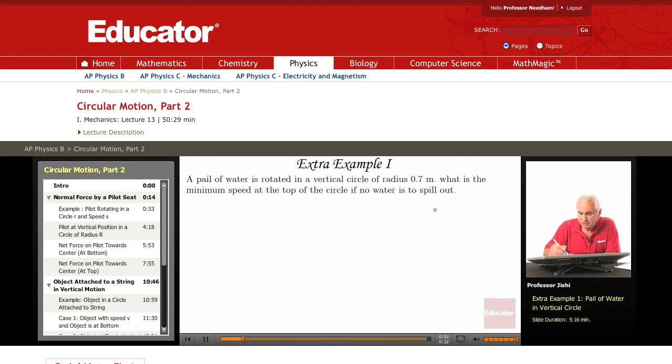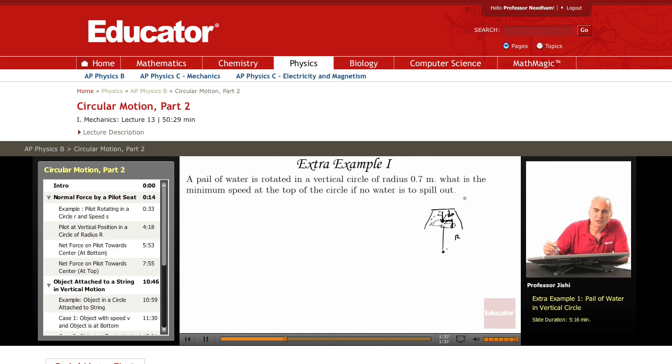Now, at the top of the circle, here's the water. Now the forces, this is the radius r, the forces acting on the water are mg down and the normal force Fn. As long as the normal force is greater than or equal to 0, the water stays in the pail.